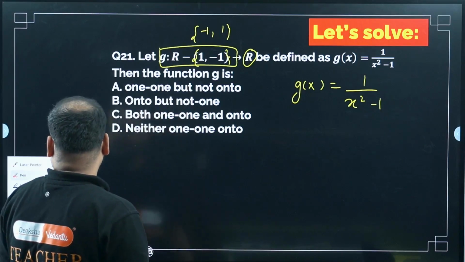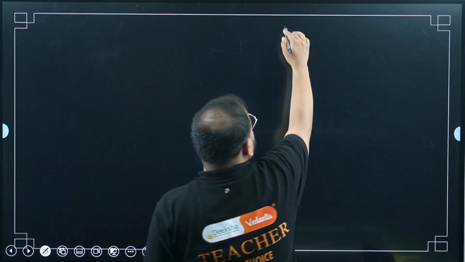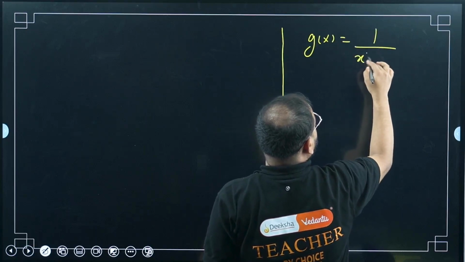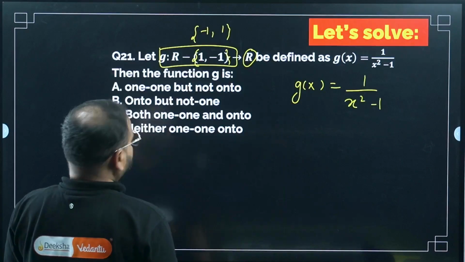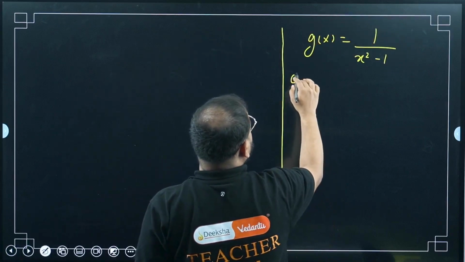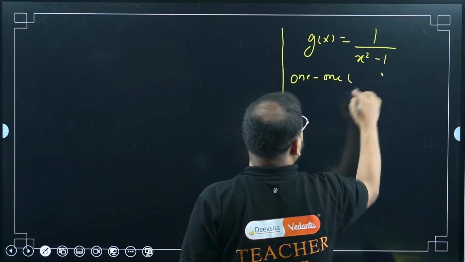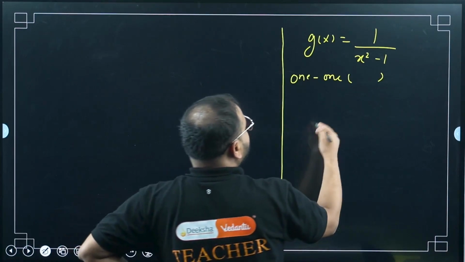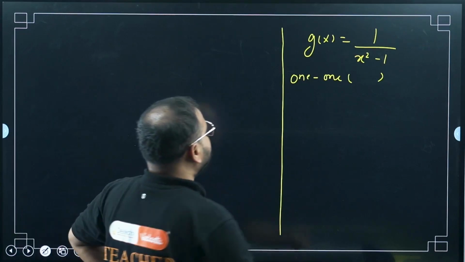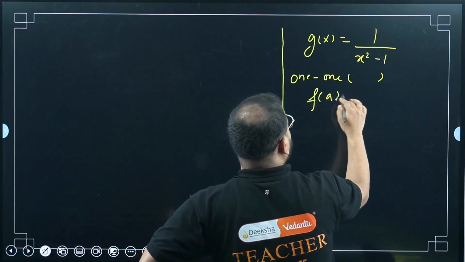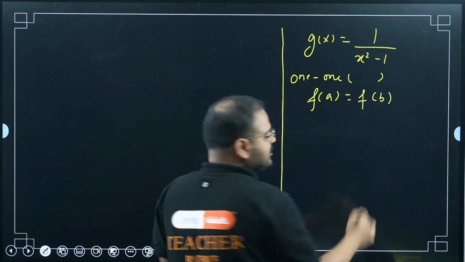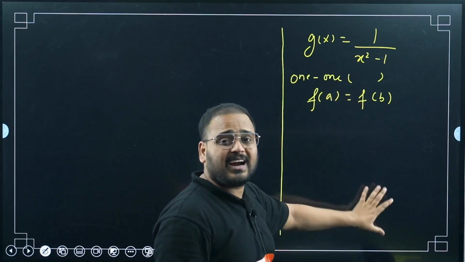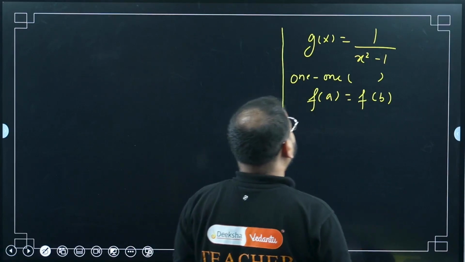So how will you do this? Let's check for 1, 1, whether it is 1, 1 or not. How will I check, sir? I can take two values a and b, and say that f(a) equals f(b). This is my assumption. If I assume this, for this function to be 1, 1, then I should get at last a equals b. Correct? Let's check if it's coming like that or not.